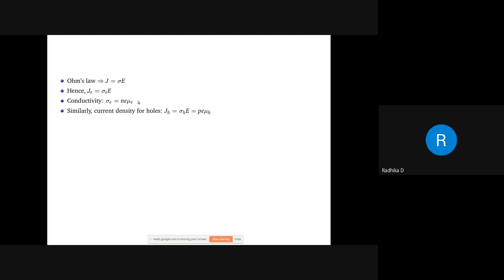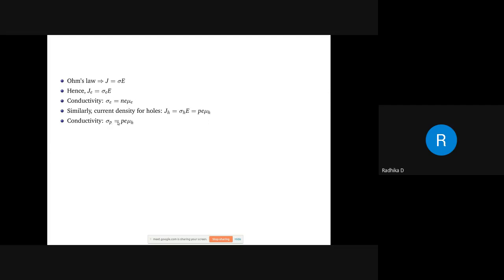Similarly, I will get current density for holes, JH, is sigma H into E, which will be equal to PE mu H. Okay, there is an E here. PE mu H into E. Or sigma H is, or sigma P or sigma H, whichever you want to take. Sigma H is PE into mu H. So I have conductivity for electrons, Ne into mu E, number density of electrons multiplied by charge of electrons multiplied by mobility of electrons.